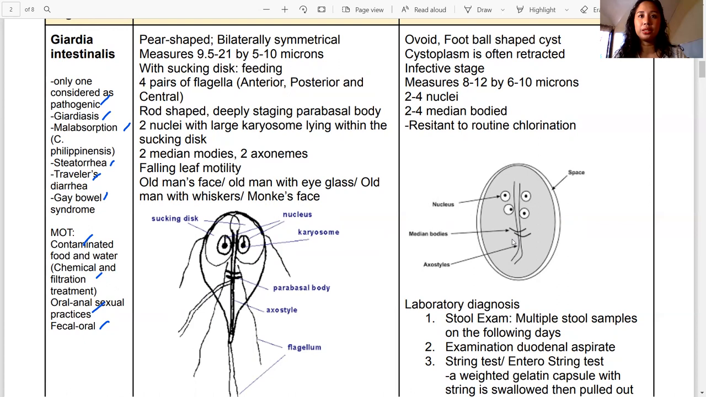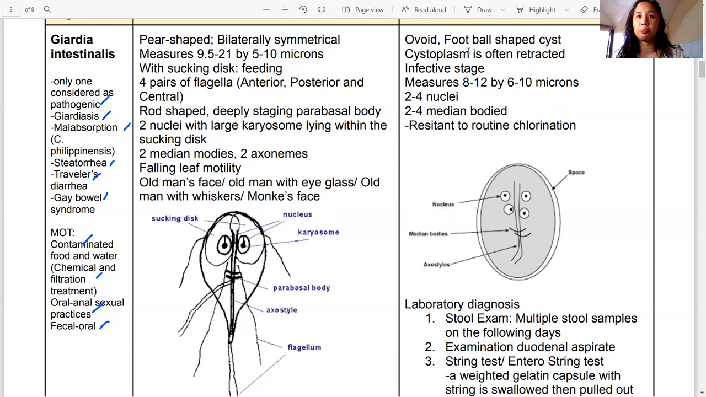The cyst is resistant to routine chlorination. We have the axostyle. The axostyle is still thin at this point. And we have a space, which means the cytoplasm is retracted. It does not completely fill the cytoplasmic wall. It's football shape.